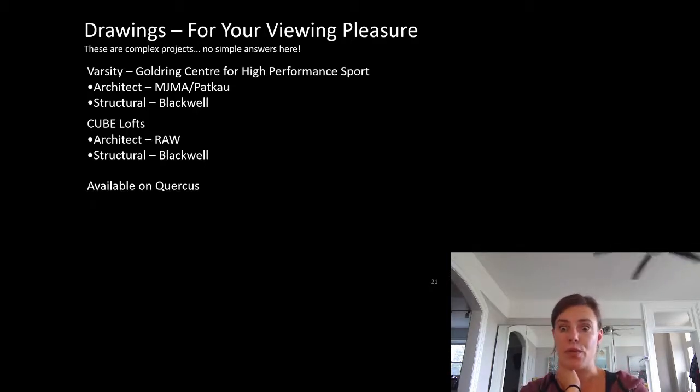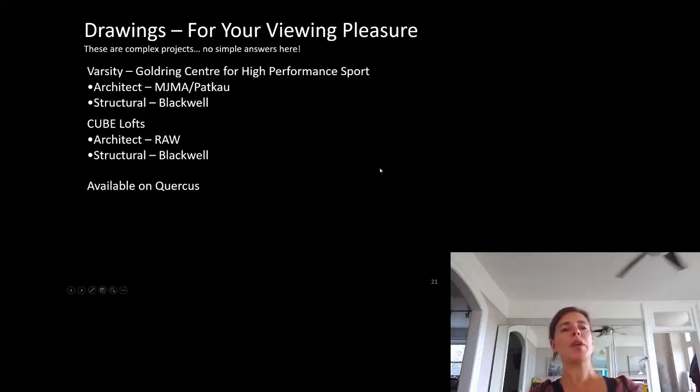Making those drawings was an intense, intense thing, and I finished technically this morning. So like I said, I uploaded a few projects for you. You've got Cube Lofts by Raw Architects and Blackwell Engineers, and I was one of the engineers there. This is the one that's in steel and concrete. Varsity Goldring Center for High Performance Sports, if any of you have had the opportunity to be in it, is a gorgeous building where lots of cool stuff is happening.